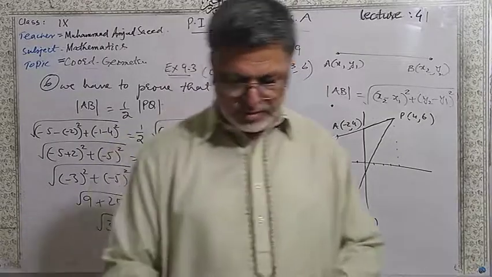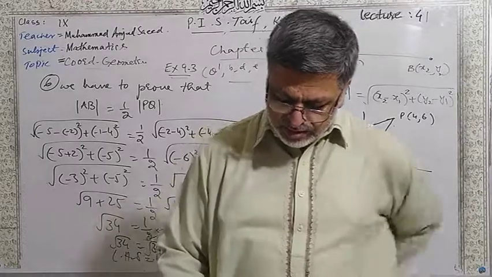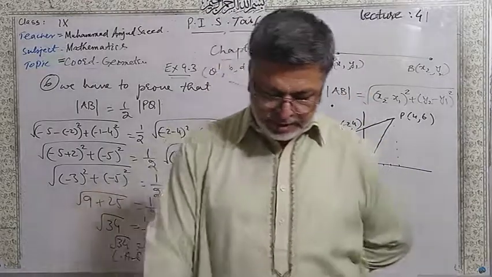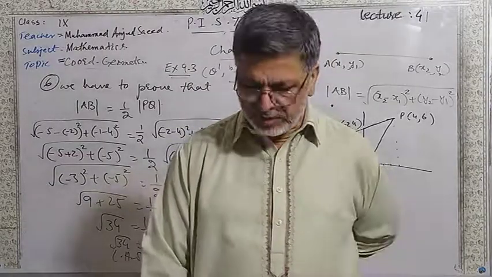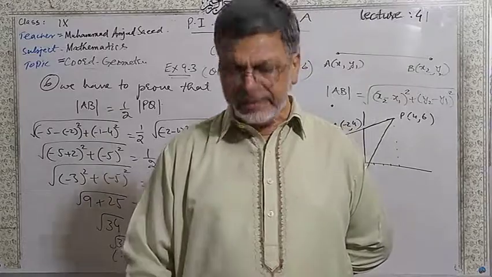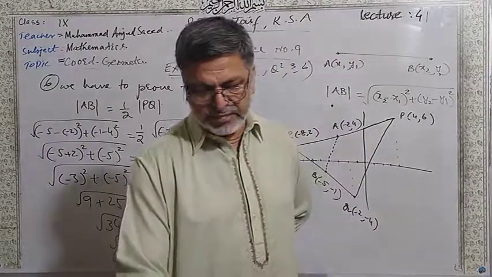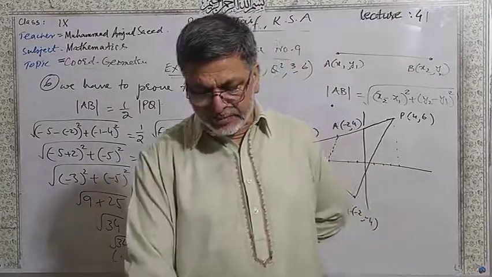After that, dear students, this exercise 9.3 is finished. We have the review exercise: choose the correct option. In the first part, the distance between 0, 0 and 1, 1. Apply the distance formula. Your correct option is D, that is 2 under root. Part number 2, the distance between 1, 0 and 0, 1 is again 2 under root. Option C is correct.